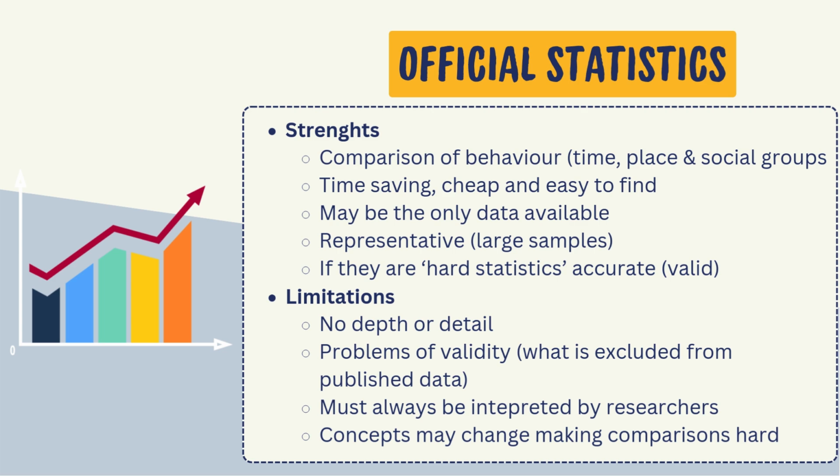And then also some concepts might change, making comparisons really hard. For example, poverty: how you measured poverty 50 years ago is different from how you measure it now. So if you look at the number of people that were poor in the past compared with the number of poor now, it might be tricky to compare because that concept has changed. But that's just one example. It can happen with other concepts such as social class, etc.